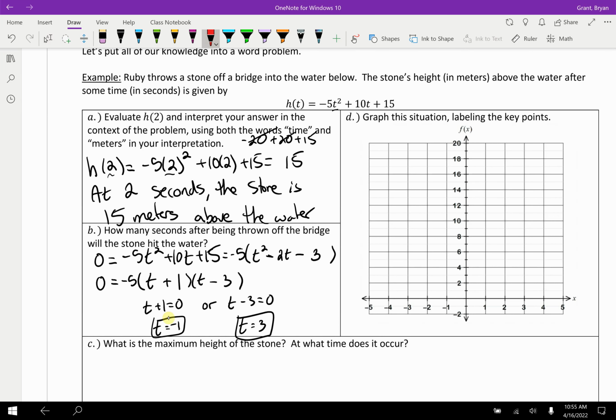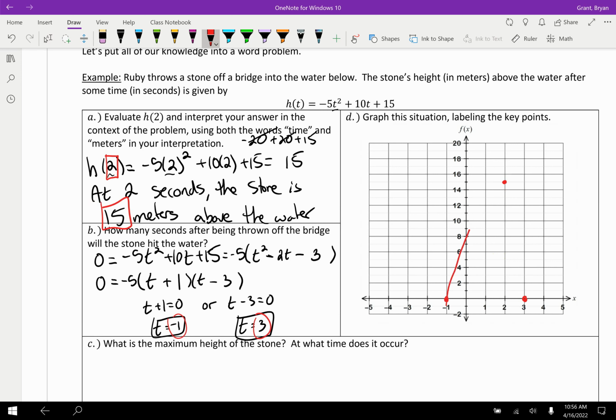So we have a few key points. We know that at a time of negative 1 and at a time of 3 we have x-intercepts, we have zeros. And we also know one other thing too. We know that at an input of 2 we have an output of 15, so 2 comma 15 will be somewhere up here, right? So we can at least get a general idea of what's happening.